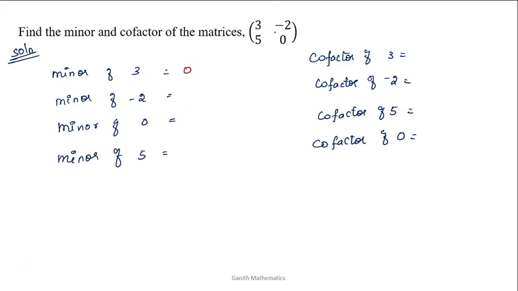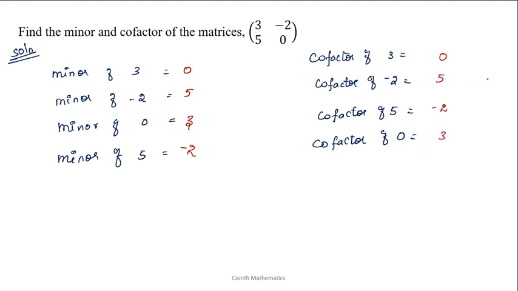And minor of -2, you have to eliminate the corresponding row and column. You are left with 5. Minor of 0, you just eliminate the corresponding row and column. The element is 3. And minor of 5, you eliminate the corresponding row and column, you are left with -2. And for the cofactor, you just enter the same values, that is 0, 5, 3 and -2.